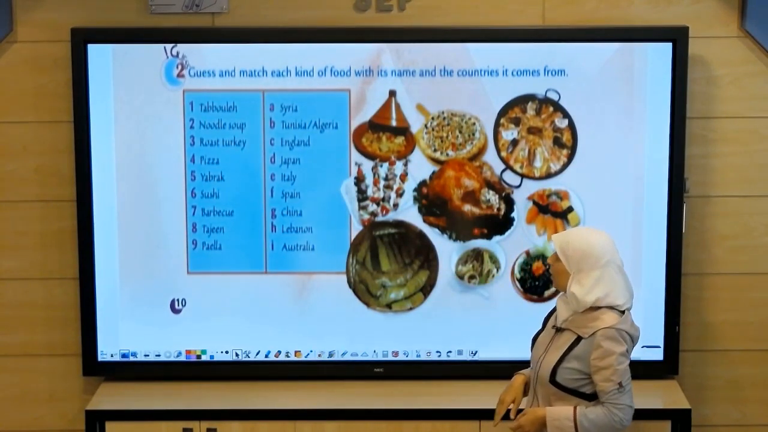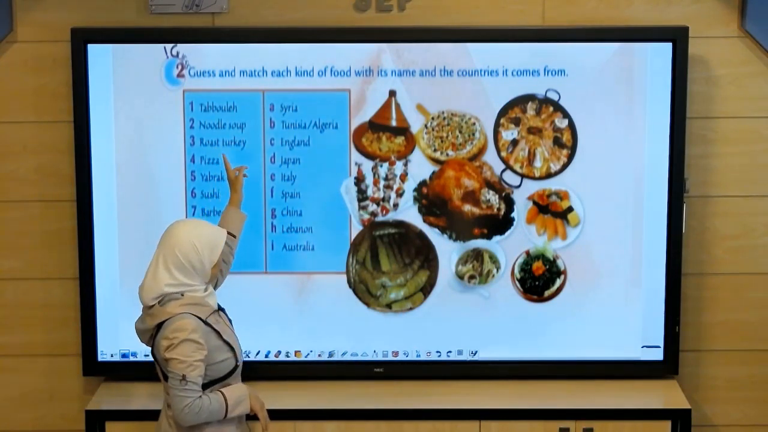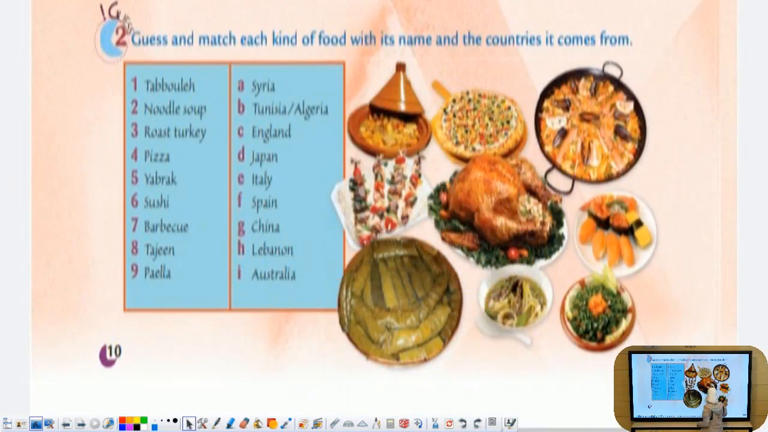I want you to know the name of this food. First of all, we have tabbouleh. This is a dish of tabbouleh. Noodle soup, this one. Roast turkey, this one. And pizza, all of us know pizza. Yabrak, this one. And barbecue, also this one. Tagine, this one. We have sushi. And the last one is baila.